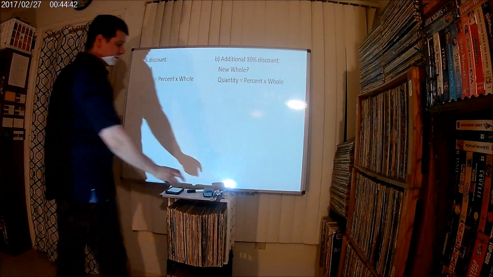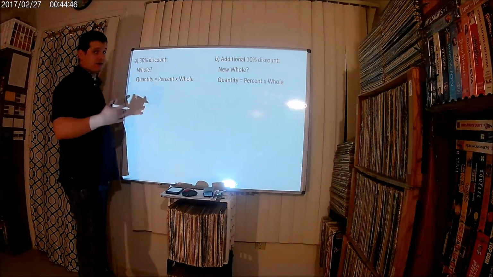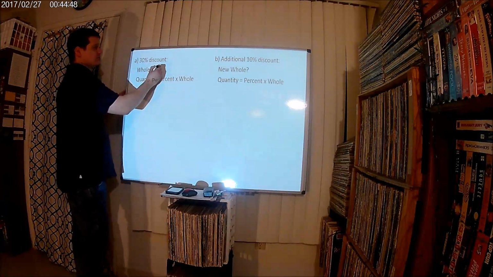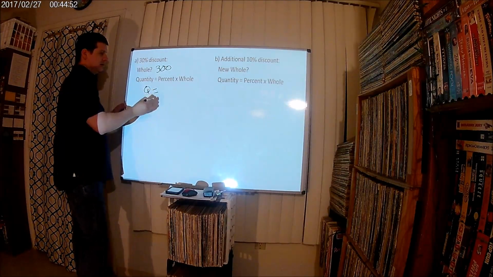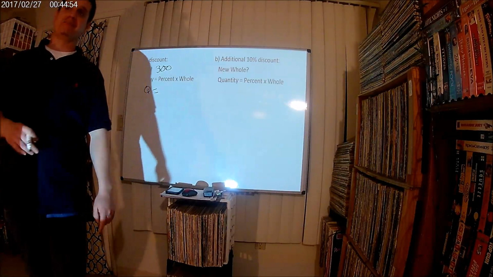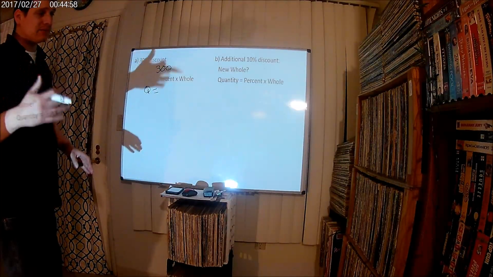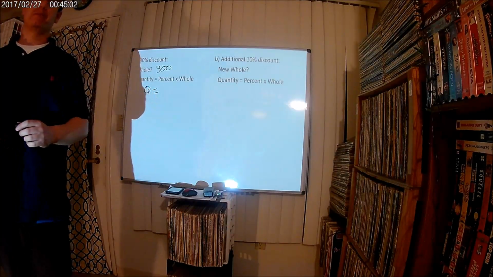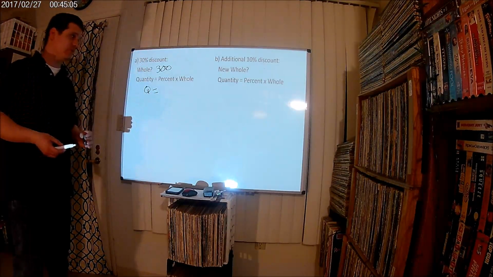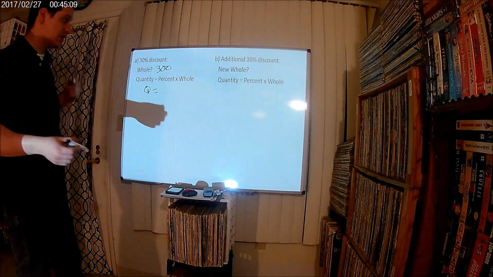Let's go ahead and do the first one. So the whole, what's the whole? The whole is the original price. So it's $300. The quantity. Again, percent. How do we figure out the percent? So the percent is 1 minus or plus the discount, or the percent that we're given. In this case, it's a markdown, so it's a decrease. So we're going to subtract it.